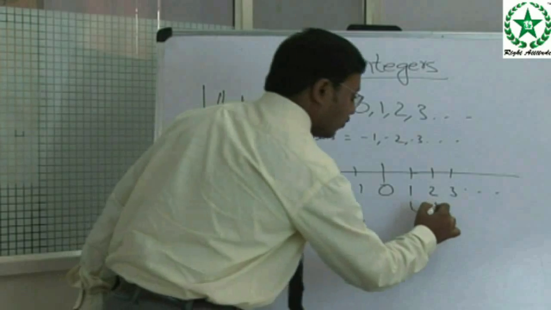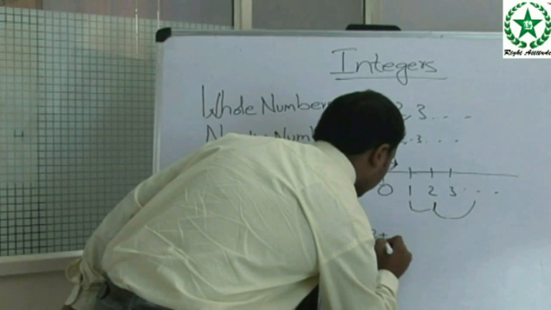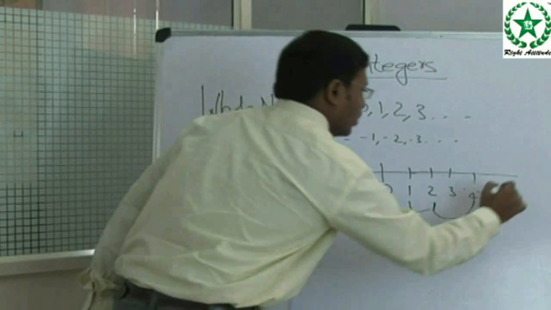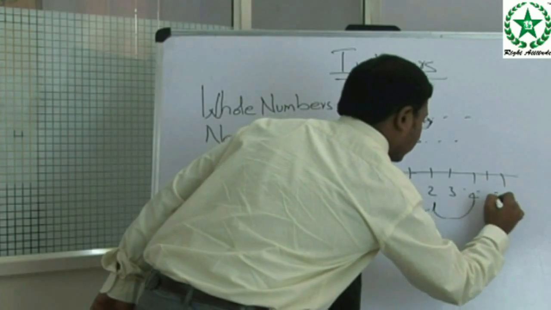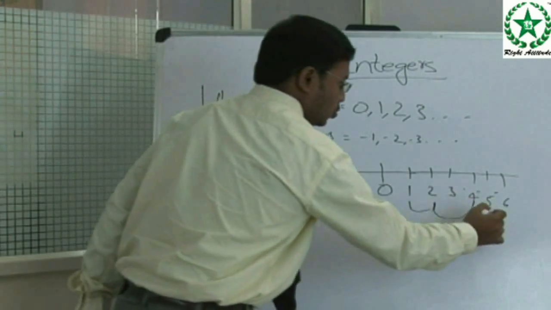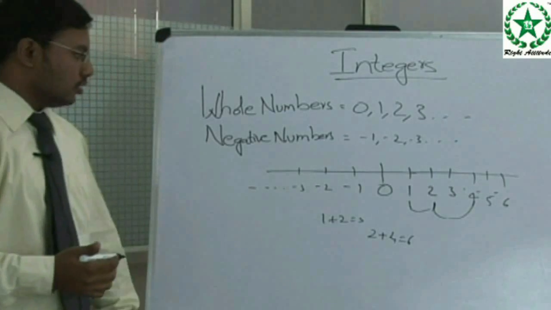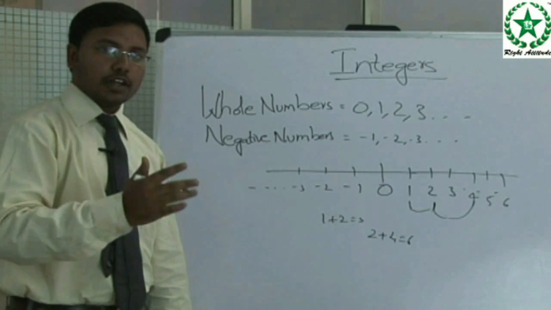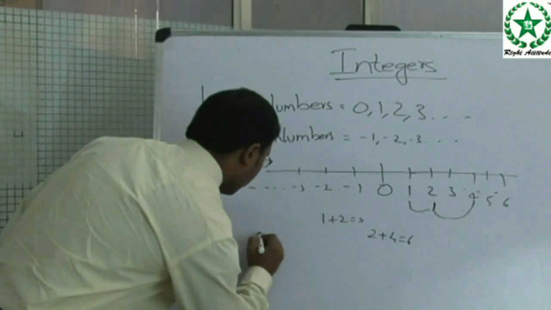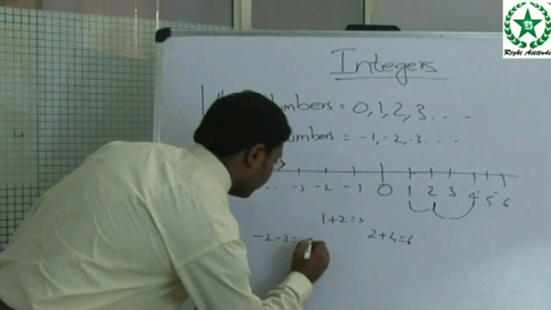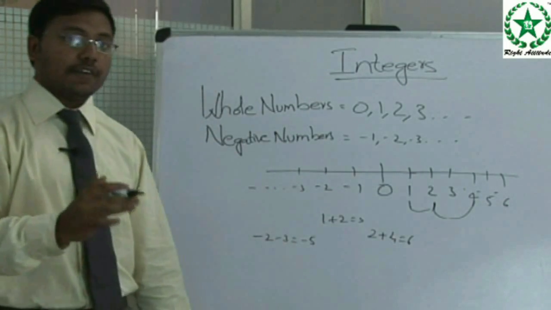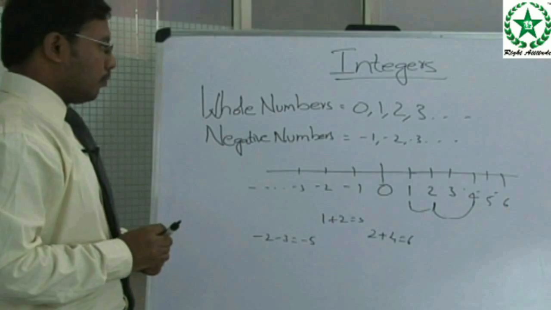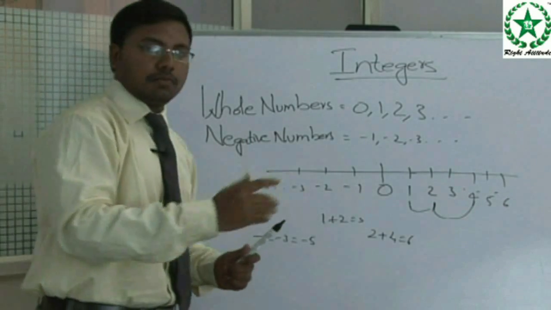Suppose we add 2 and 4, 2 plus 4 equal to 6. That is, we are moving 6 to the right side of the number line. Similarly, if we add two negative numbers, we will be moving to the left side of the number line. That is, if we add -2 and -3, we get -5. That is, we are moving to the left side of the number line. Similarly, in case of positive numbers, we are moving to the right side of the number line.